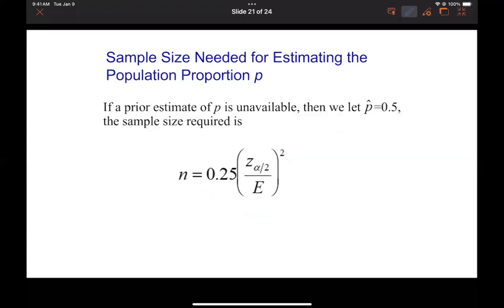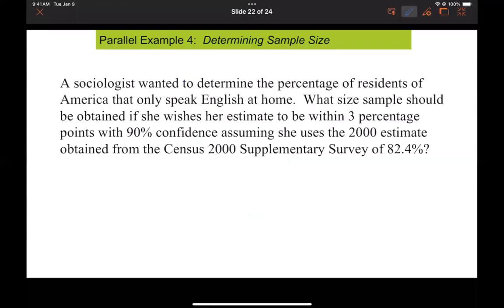Okay, this is if we don't have a prior estimate. 0.5 times 1 minus 0.5, which is 0.25, gives me this. You don't have to remember that. If you want to just multiply 0.5 times 1 minus 0.5, you can. But we're just simplifying it. All right, let's do this.